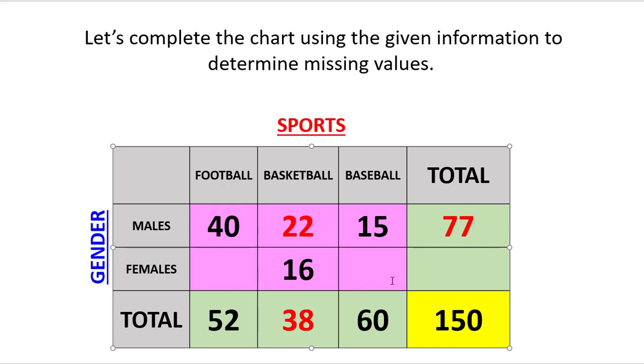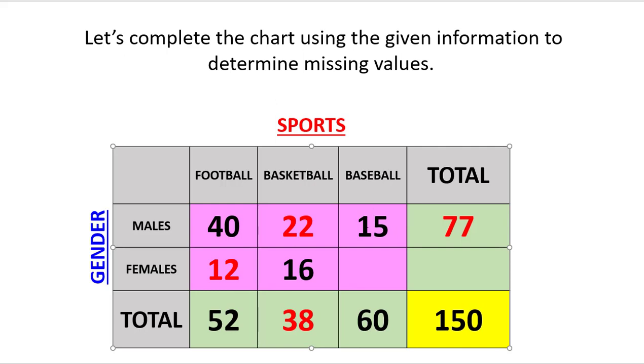So now let's look at this row. We're still missing a lot of information. But if I look at the columns instead of looking at the rows, I see that I have way more information. I see that 40 plus some number has to be 52. Well, the only number that we can add to 40 and get 52 is 12.